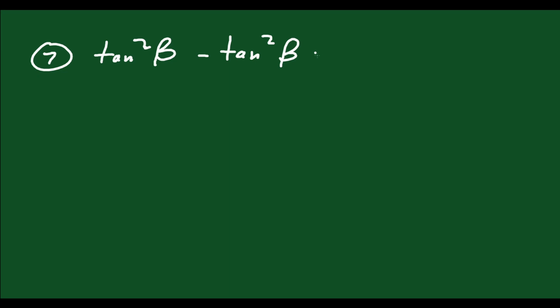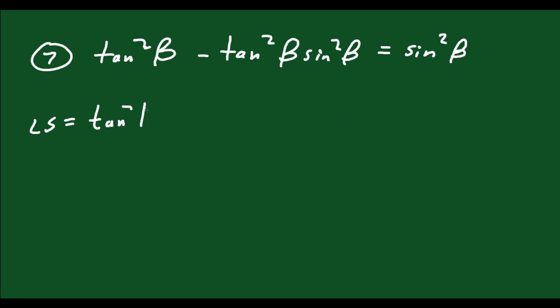Let's do another one, number 7. Let's say you have tan squared beta minus tan squared beta times sine squared beta. That's going to equal sine squared beta. So let's work on the left side. What we have here is, well, first I'm going to factor out a tan squared beta before I simplify things. You'll have 1 minus sine squared beta, like that.